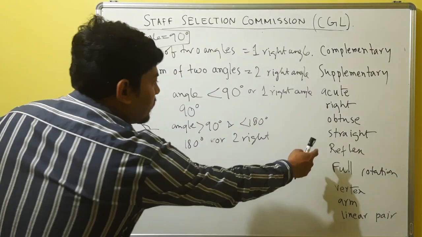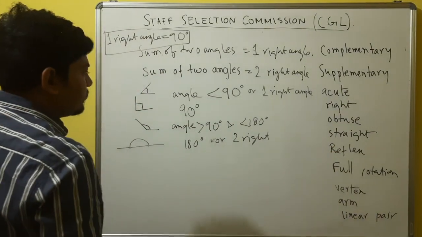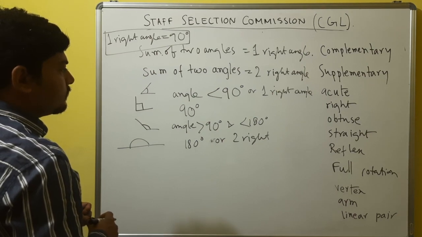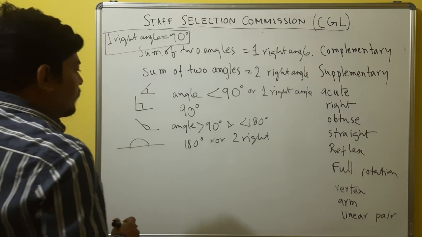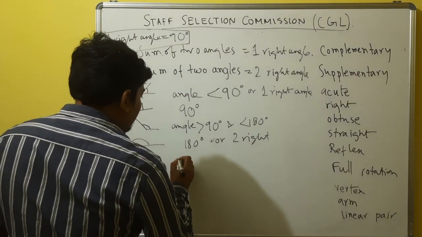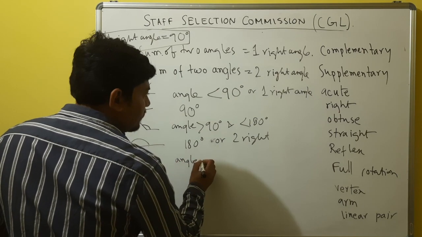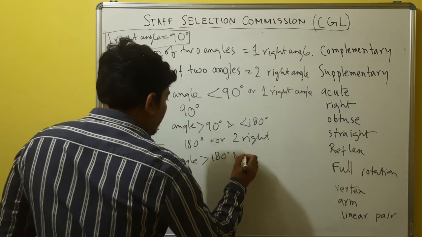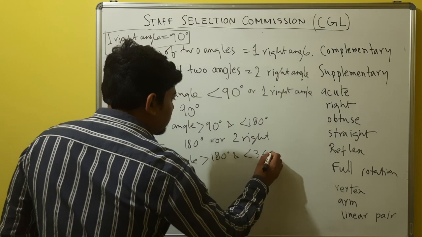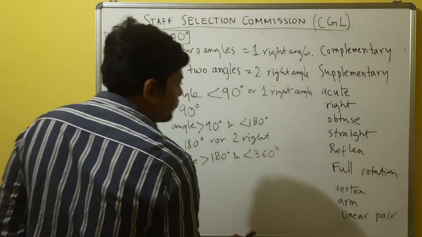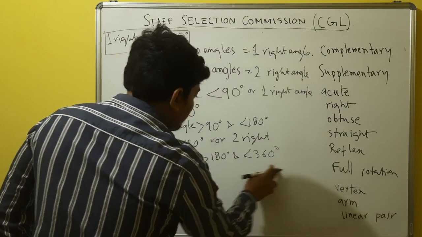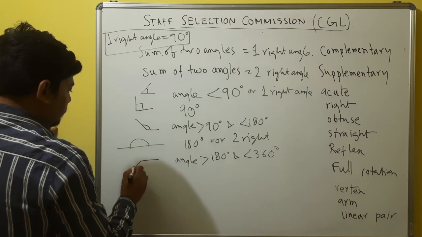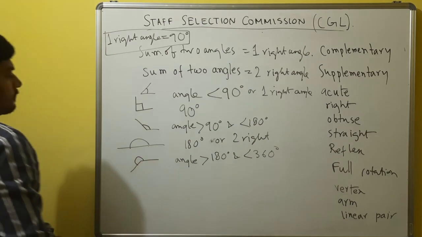What is a reflex angle? An angle greater than 180 and less than 360. 180 means 2 right angles, 360 means 4 right angles. This is reflex. Now we come to it. How will it look? It will look something like this.